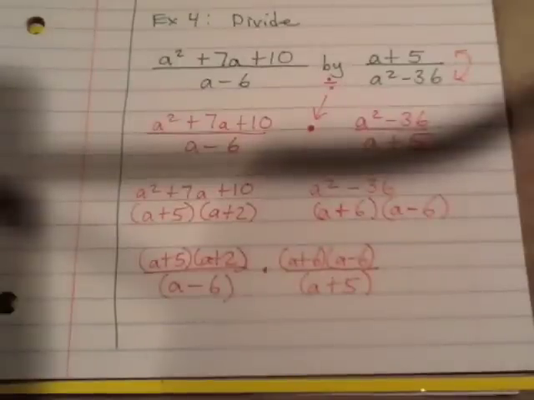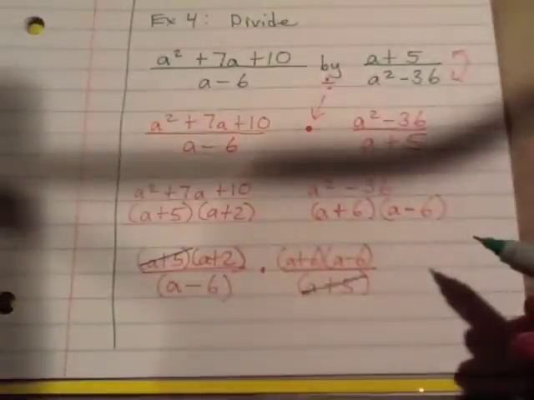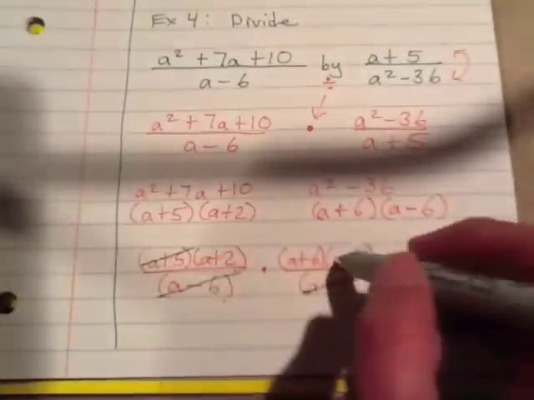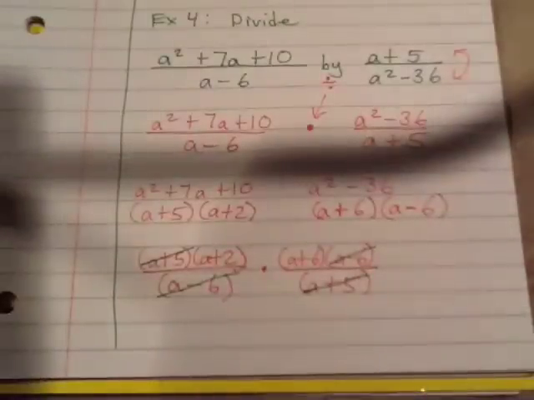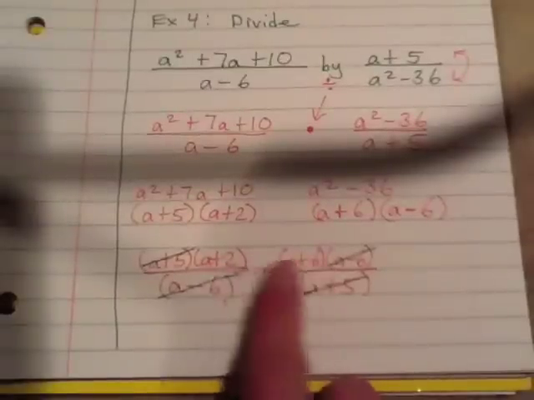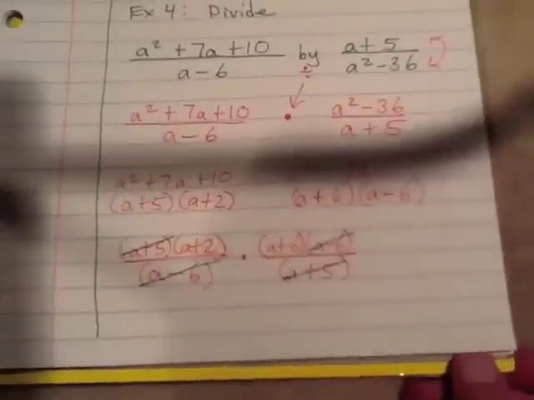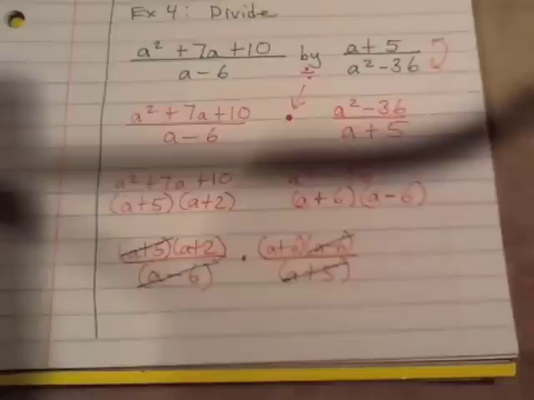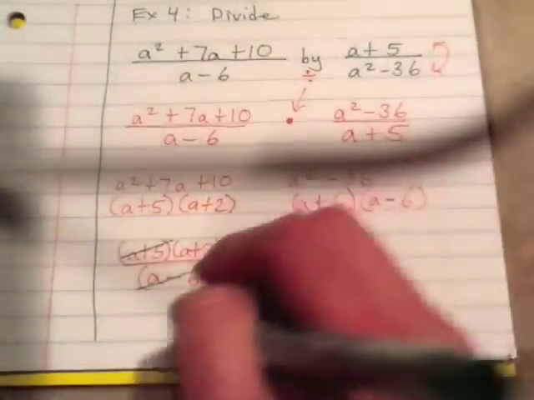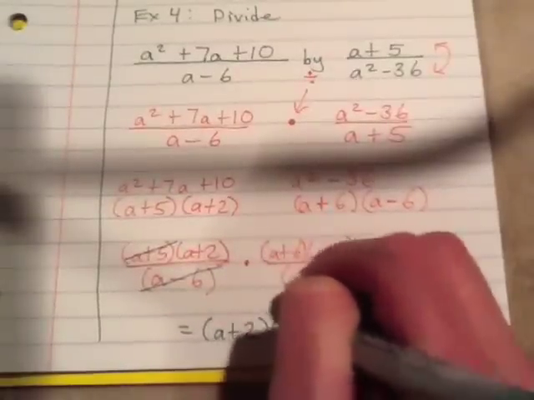And now I'm going to look for factors that are exactly the same. So when I go through here and look, I notice I have an a plus 5, a plus 5, and I have an a minus 6 and an a minus 6. Remember, it needs to be numerator to denominator canceling. If I had another a plus 2 here, these wouldn't cancel and become a 1. They would multiply together and become an a plus 2 squared. So just be careful about that. I have a 1 left at the denominator, so I don't need to do anything with the denominator. So my final answer would be a plus 2 times a plus 6.